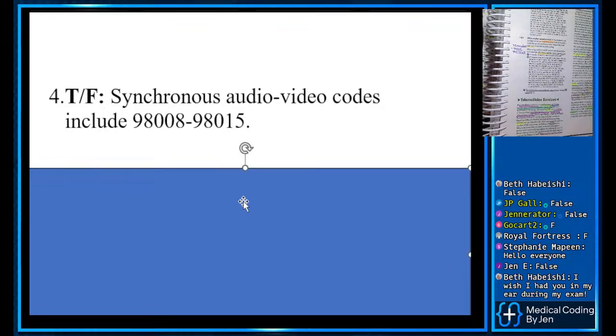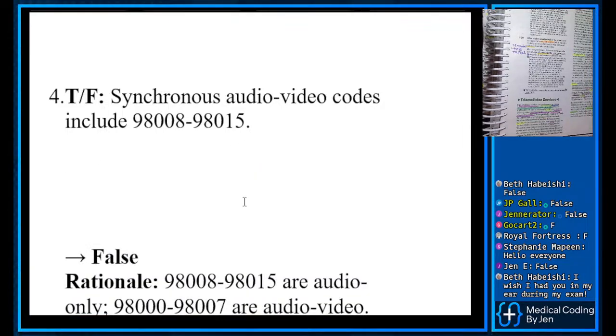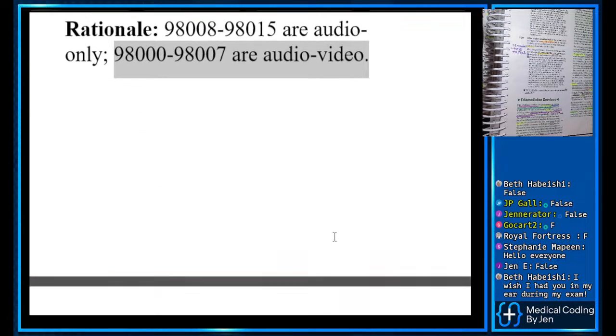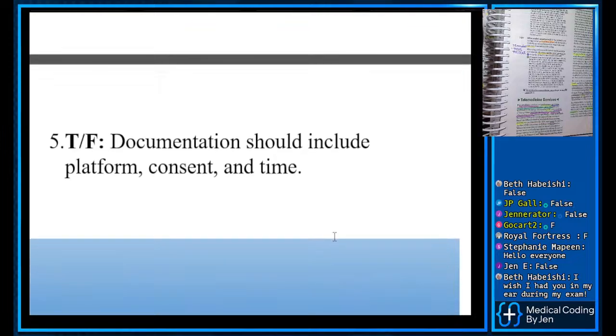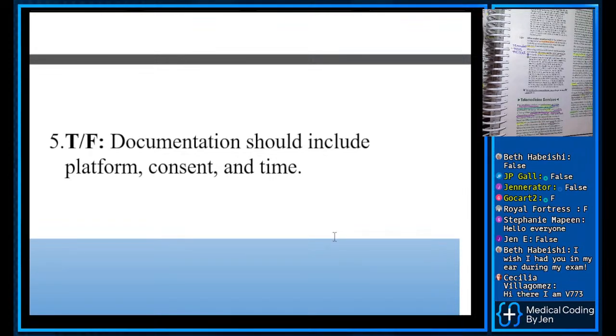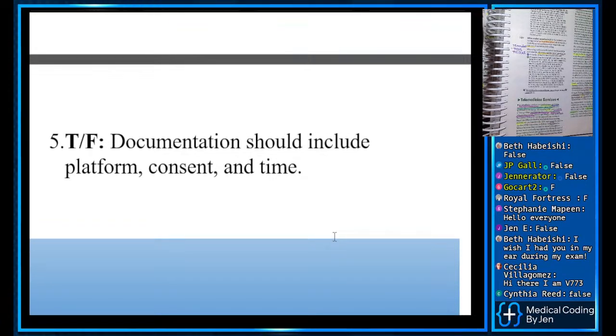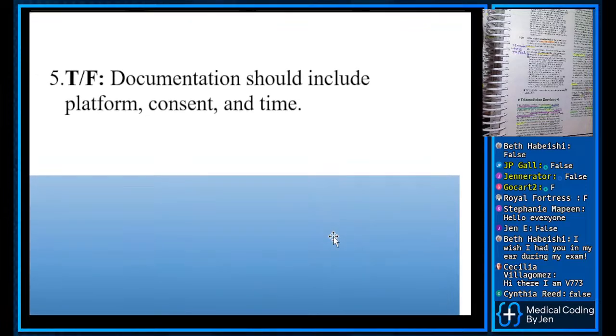Let's see. ChatGPT says this one is false because this one is audio only, and then these codes are audio and video. I think everybody got that one. All right, what about this one? Documentation should include platform, consent, and time. Is that true or false?